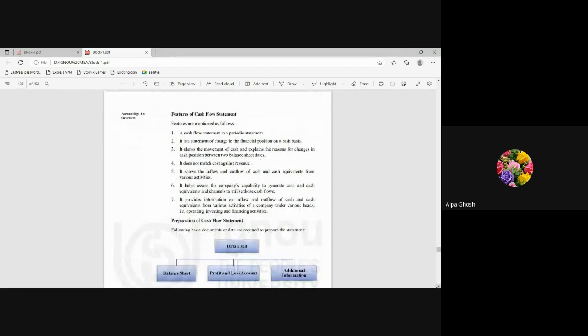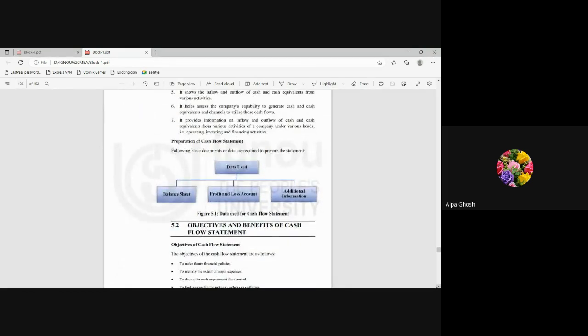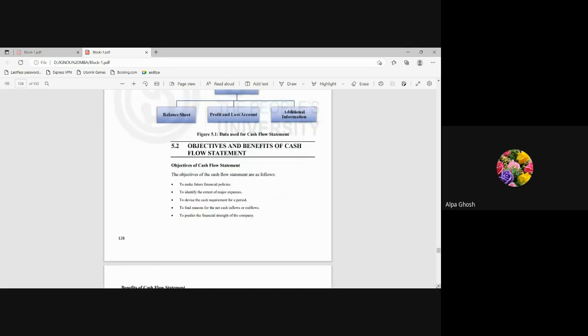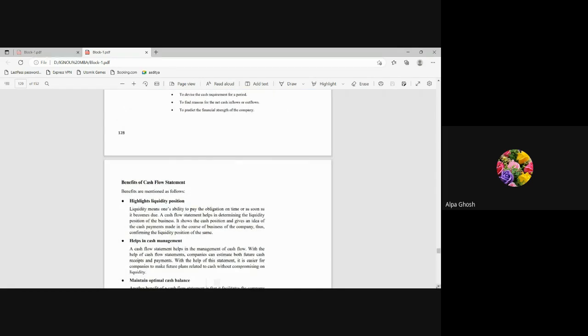I'm not going with these features and all. I'm directly coming to how we prepare this cash flow statement. It is prepared with the use of the data which is provided in the profit and loss account, and as I said, in the balance sheet, and a few additional informations are also provided along with the informations incorporated in the balance sheet and profit and loss account. What are the objectives and benefits of cash flow statement? That you can directly go through it. It is simple.